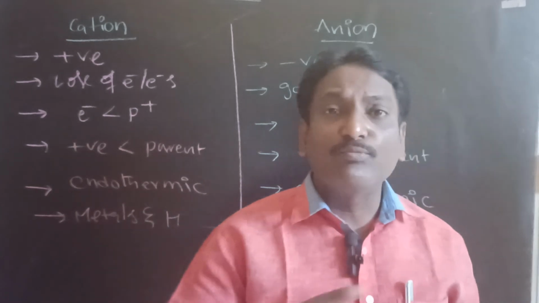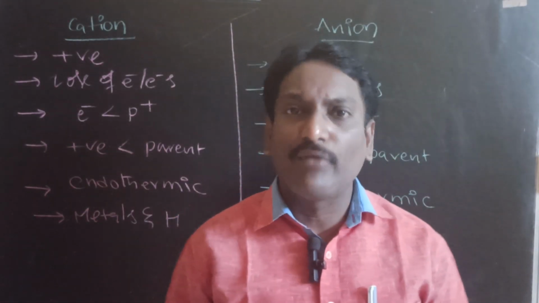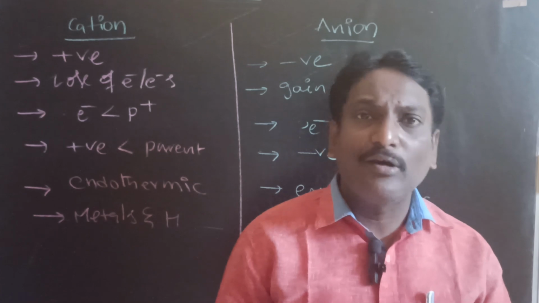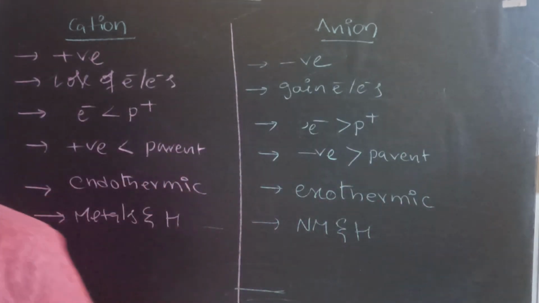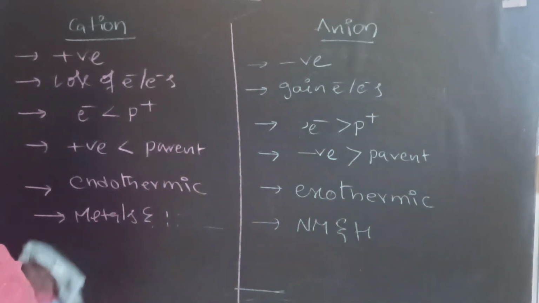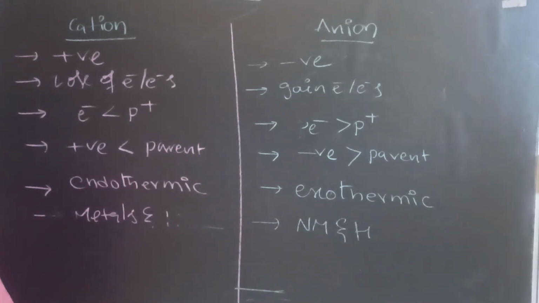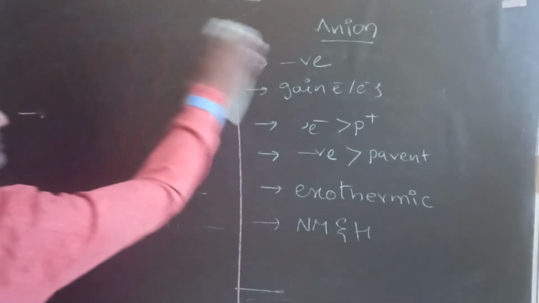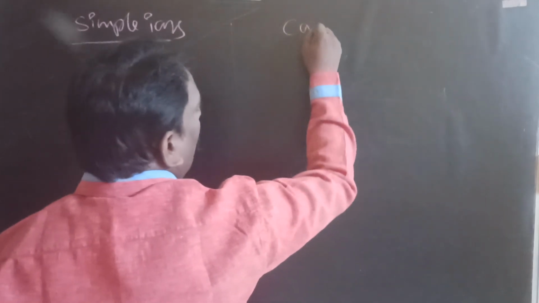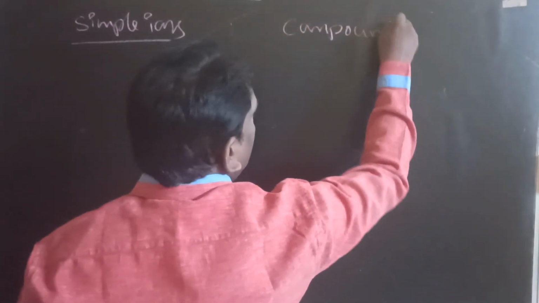Right. Now let us move on to another classification of ions, that is, simple ions and compound ions. So ions are classified into simple ions and compound ions.